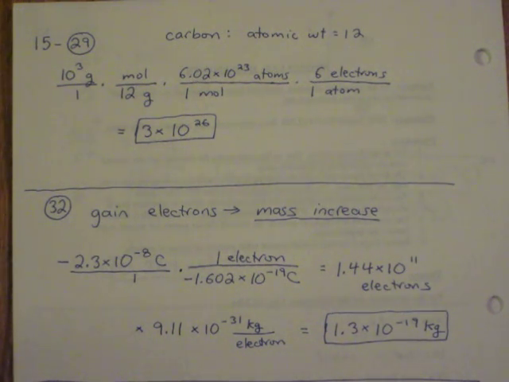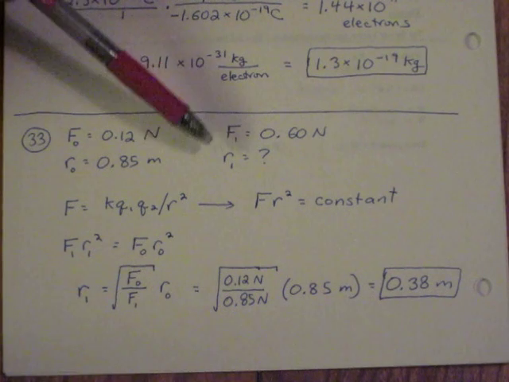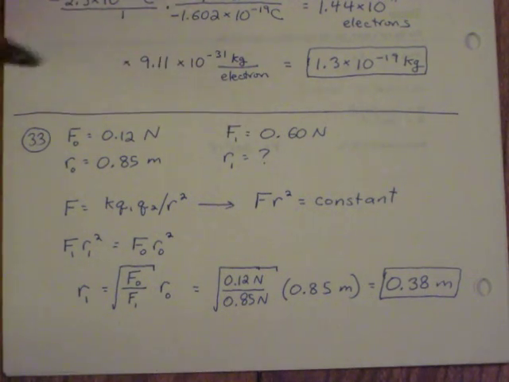Next, number 33. Number 33 involves a force at a particular distance, that's F0 and R0, and now the new electrical force at a new distance. And a technique that we've done several times in class is we start with Coulomb's law and arrange it so that all the varying quantities are on the left-hand side and all the constants are on the right-hand side.